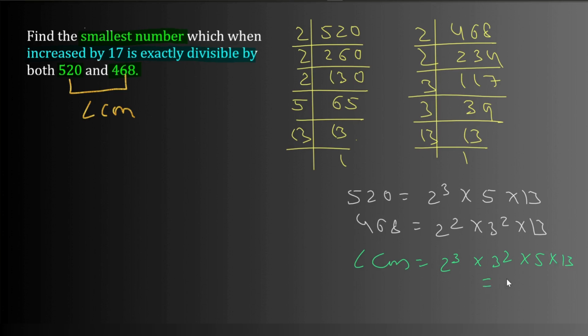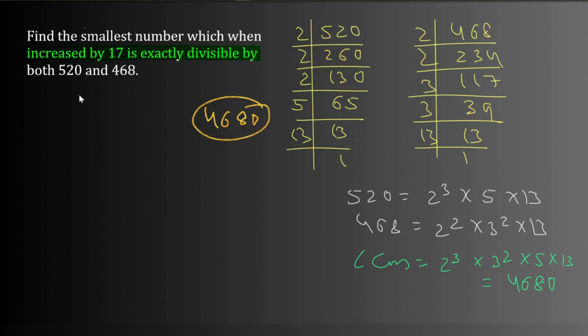So that gives you 4680. Now check, what is 4680? 4680 is one such number which is exactly divisible by these two numbers, right? But then we have to find a number which when increased by 17 is exactly divisible. One more time, this is one such number which is exactly divisible by these two, but we are looking for a number which, when increased by 17, should be exactly divisible.